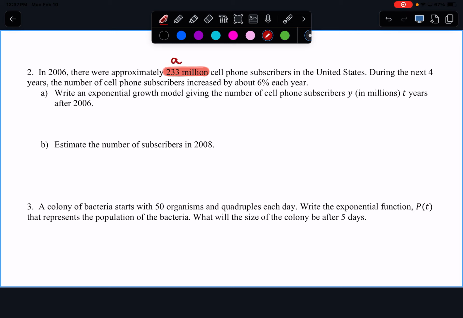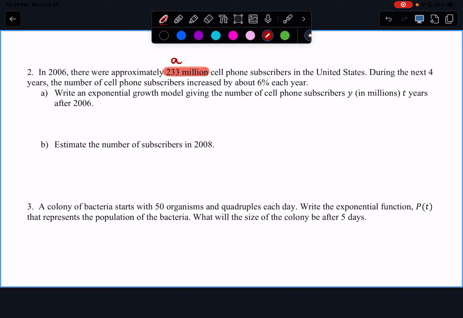Now, when I plug that in, do I have to rewrite that as saying 233 million and 0? Like, do I have to rewrite it as the big number? No, I can leave it as 233, okay? But what am I going to have to make sure I do at the end? Put that million back into it, right? We have to make sure we have our answer written in millions.